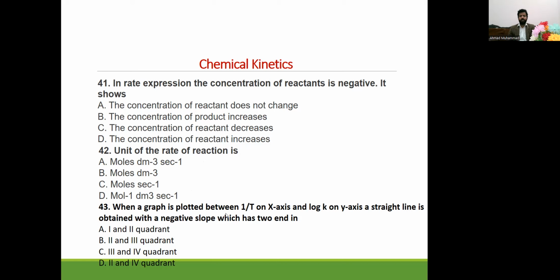When a graph is plotted between 1 over T on the x-axis and log k on the y-axis, a straight line is obtained with a negative slope which lies in the first and second quadrant, first and third quadrant, third and fourth quadrant, or second and fourth quadrant. So the right option is D. The graph will lie in the second and fourth quadrant. You know the quadrants: first, second, third, fourth. So the graph lies in the second and fourth quadrant.